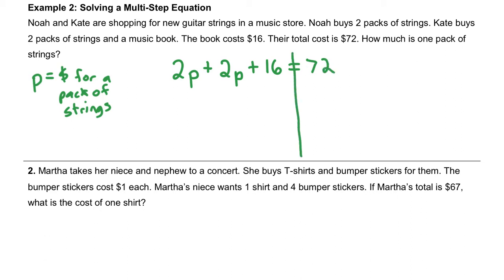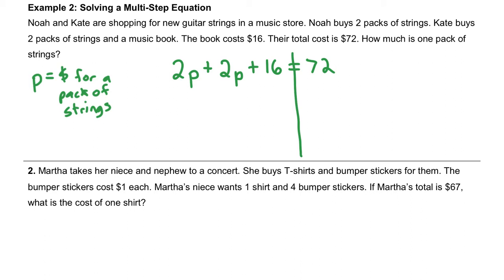So the reason I wrote 2P as an expression is because we don't know the price for each pack of strings, but we know Noah bought 2, Kate bought 2, so we multiply those values to get the total cost for the packs of strings they bought.